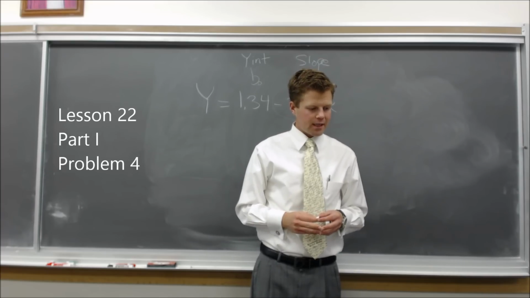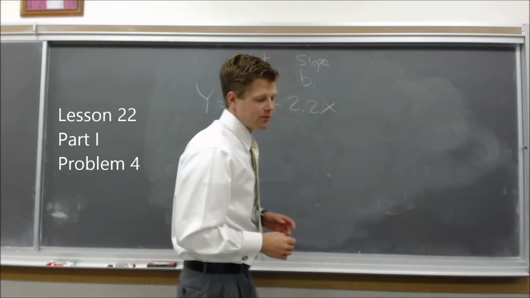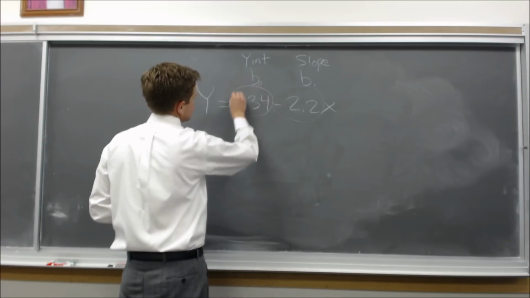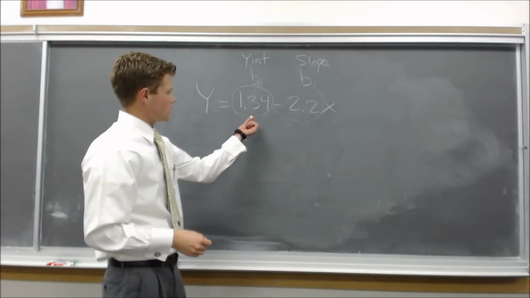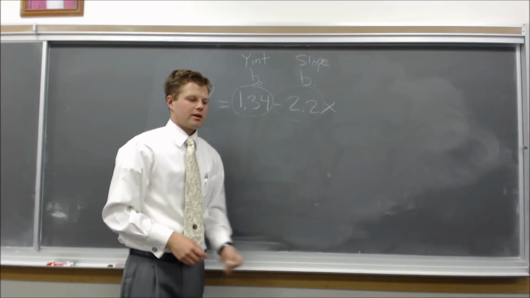Question 4. Find the line. What is the y-intercept? Okay, so the y-intercept for question 4 in the same equation is the first number. Okay, so it goes y-intercept and then your slope times your explanatory variable.